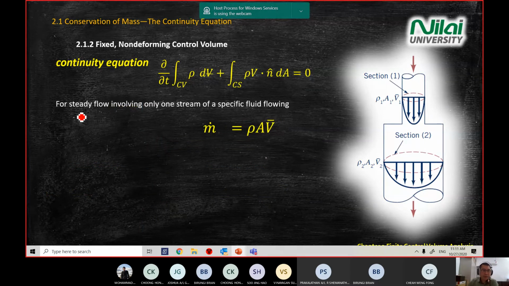So let's say we only have a steady flow and only one stream of the fluid, meaning only one input, one stream and one input, or one opening. We'll use m dot equal to rho A V average. So when you see average, it means you see a parabolic shape here. It's a non-uniform shape here. So when you deal with parabolic, then you use the average sign in your answer.